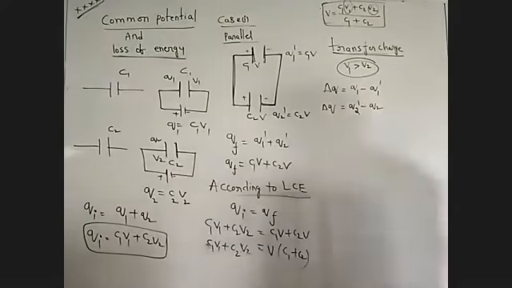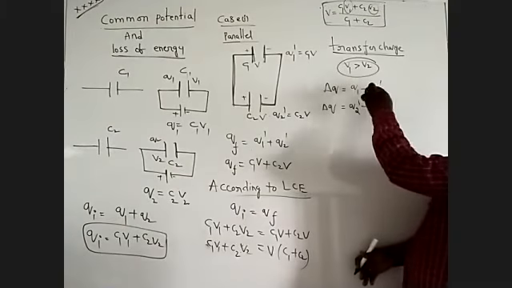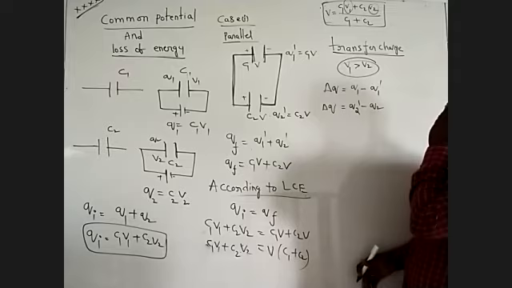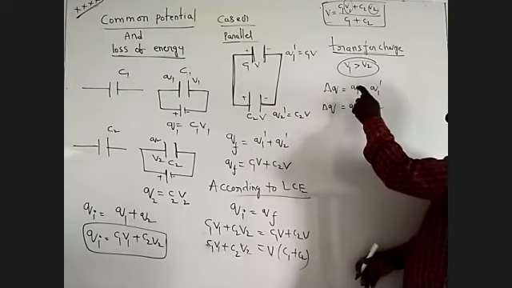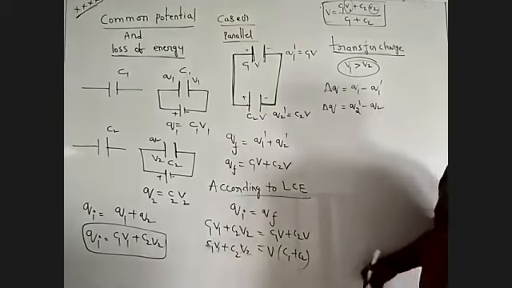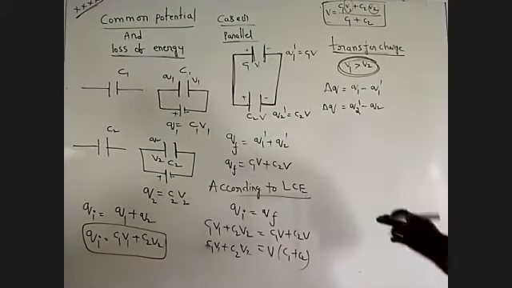This is the charge transfer. Charge is transferred from capacitor C1 to capacitor C2. Charge transfers from here to here. This is the condition: V1 greater than V2.